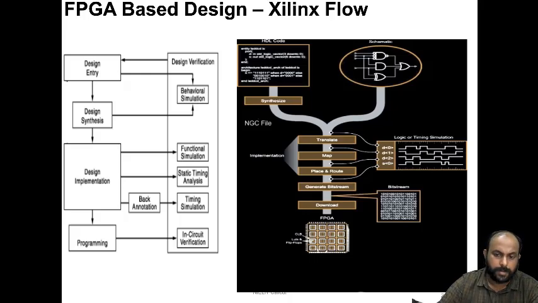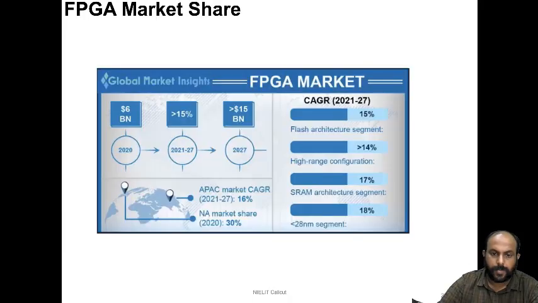get corrected by the designer. Once everything is foolproof, the bit stream is generated and dumped onto the FPGA for in-circuit verification or emulation. So that is the FPGA design flow.